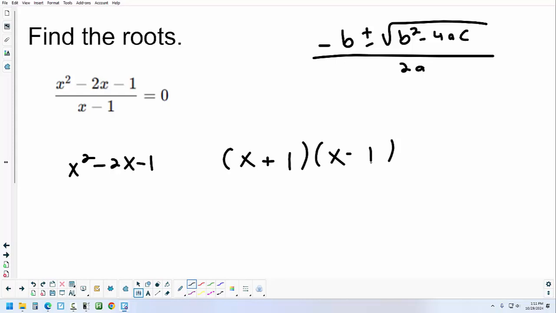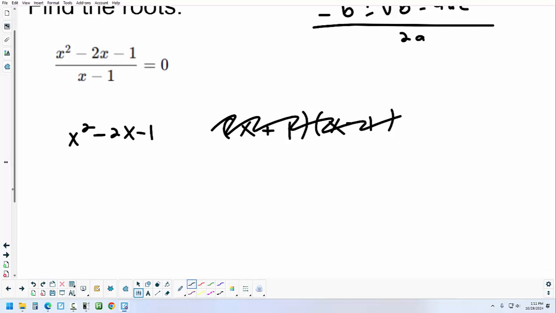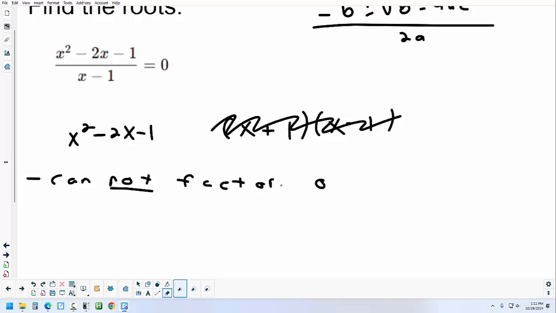But the problem here is that you get minus x plus x, and that doesn't give me negative 2. So factoring is not going to work. If we can't factor it, what's the name of the formula we can use? Yep. So I'll write down, cannot factor, use quadratic formula.